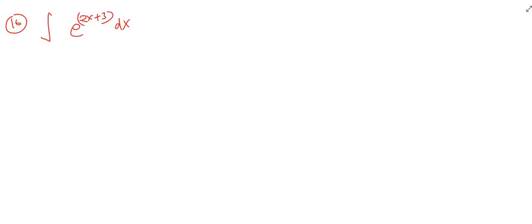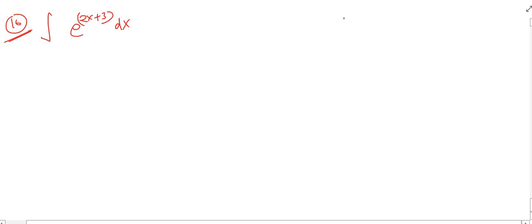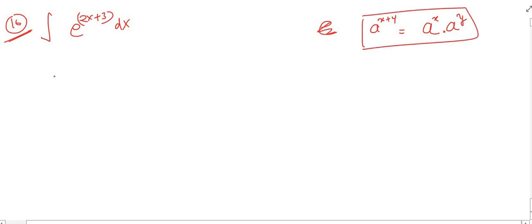देखिए question 16 from NCERT 7.2. We know if you have a raised to power x plus y, it can be written as a raised to power x into a raised to power y. Powers can split in plus, है ना? This is the rule. So I will use it here. e raised to power 2x into e cube dx. e cube क्या है? e cube is just a constant, so we can write it here. e cube e raised to power 2x dx.